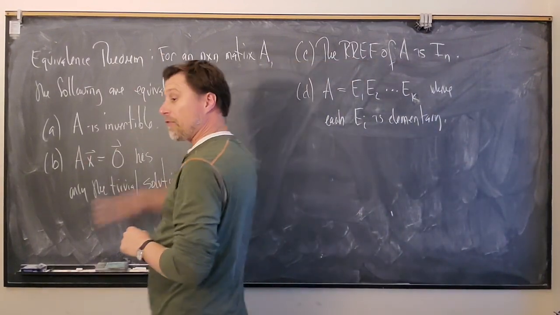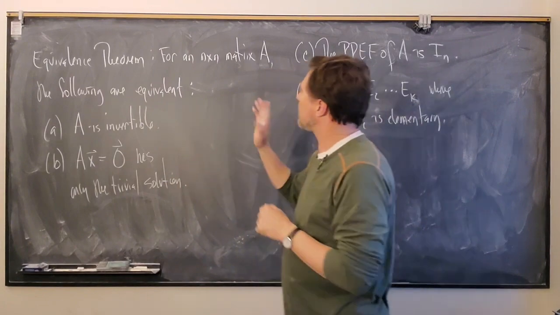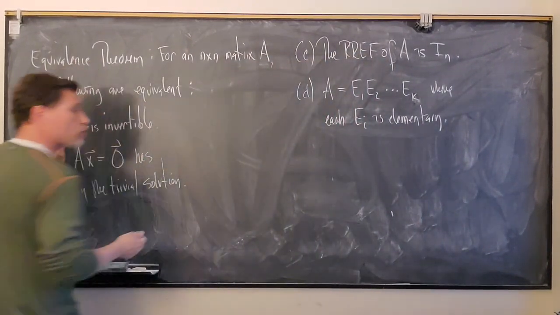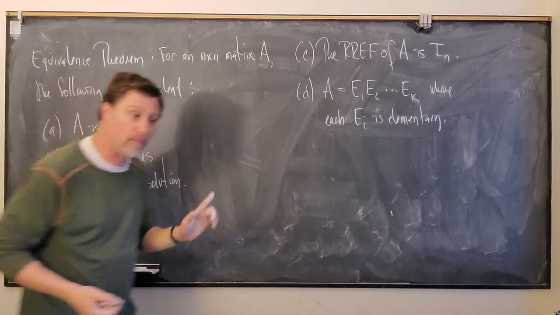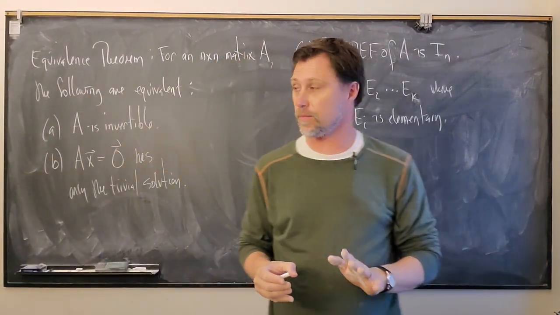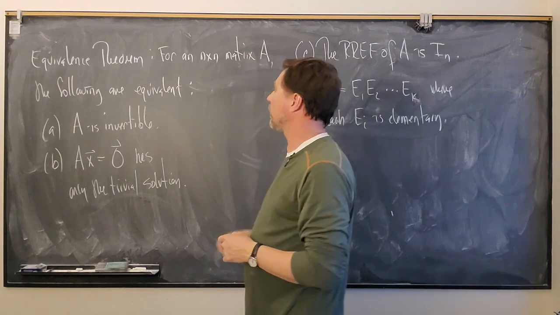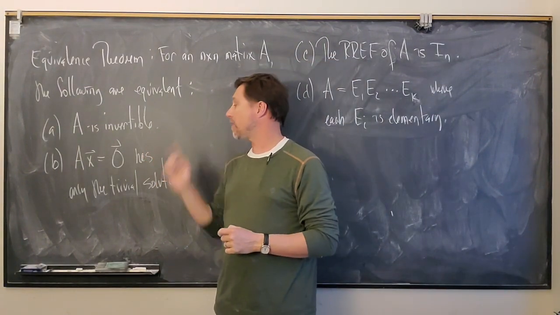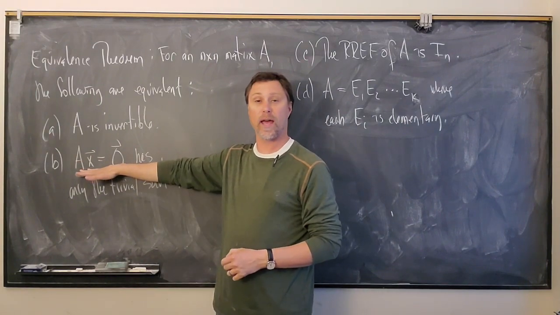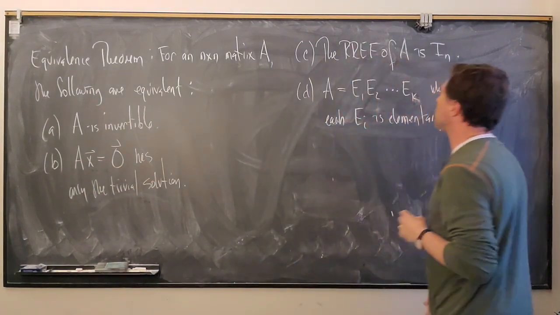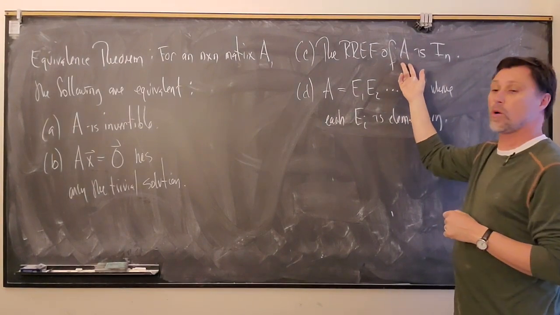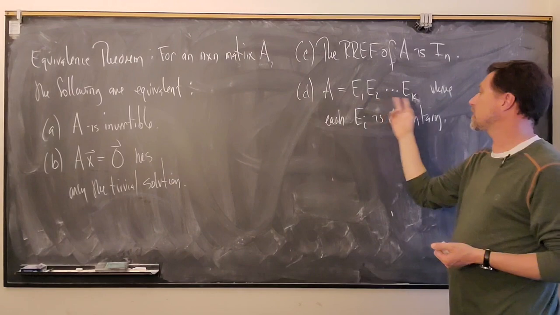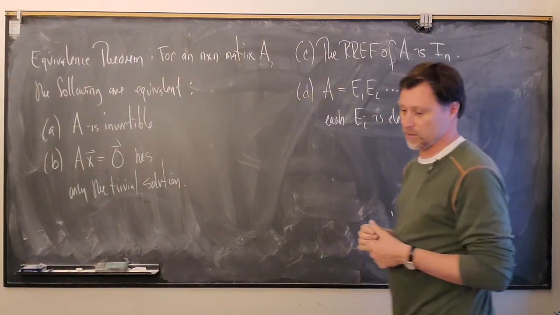Okay, so this theorem has 4 parts. And when we say the following are equivalent, what we mean is that if one of them is true, then they're all true. If one of them is false, then they're all false. So if we have an n by n matrix and we happen to know that it's invertible, that means that this equation will only have the trivial solution. It also means that the reduced row echelon form of A is the identity matrix, and it also means that A can be expressed as a product of elementary matrices.